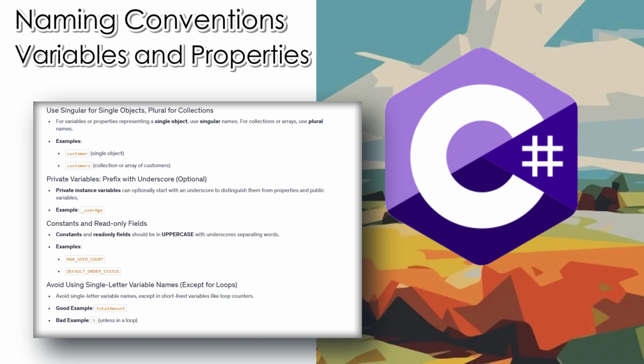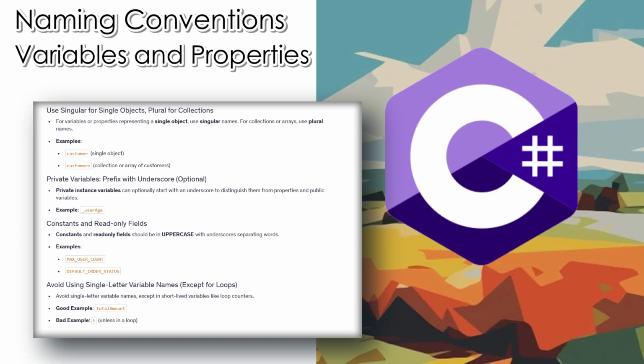For variables or properties representing a single object, use singular names. For collections or arrays, use plural names. Private instance variables can optionally start with an underscore to distinguish them from properties and public variables.